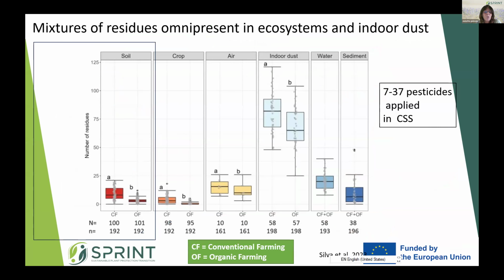And here, although we focus on soil, I will present what in total we have found. We found that mixtures of residues are omnipresent in ecosystems and in indoor dust. I here don't focus on human matrices, where we as well confirmed the presence of mixtures of pesticides, especially in urine, but as well in feces and in blood. 7 to 37 pesticides are applied in the case study sites. Per field, 2 to 32 different pesticides.